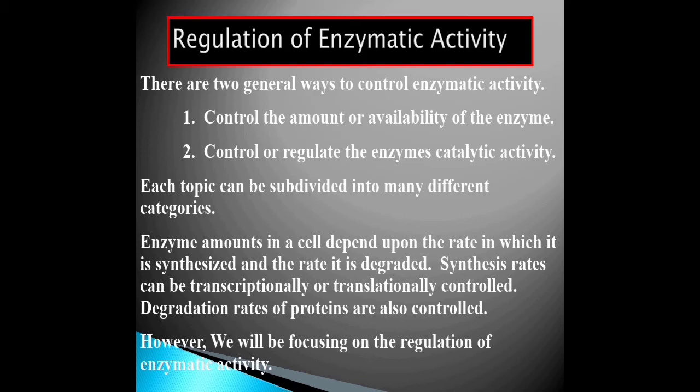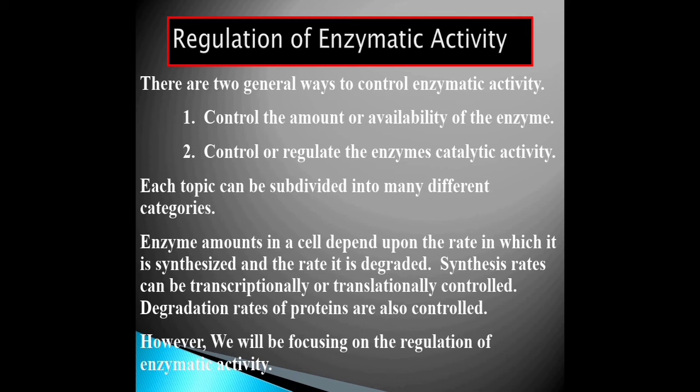Regulation of enzymatic activity. एंजाइमेटिक एक्टिविटी को रेगुलेट किस तरह कर सकते हैं? There are two general ways to control enzymatic activity: control the amount or availability of the enzyme, and control or regulate the enzyme's catalytic activity. Each topic can be subdivided into many different categories.